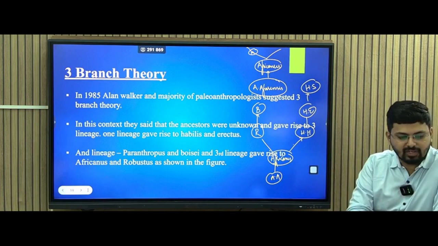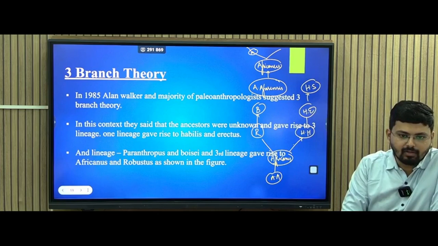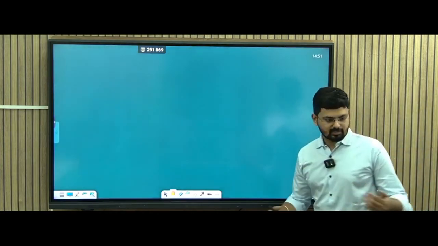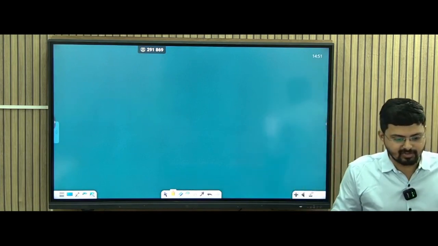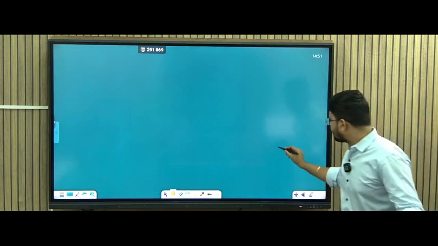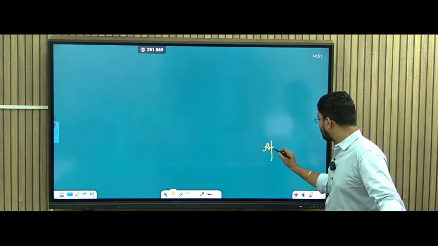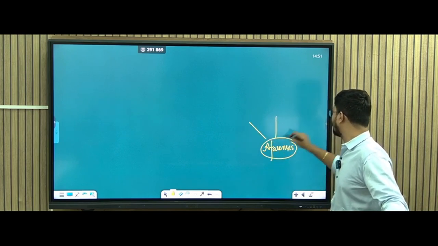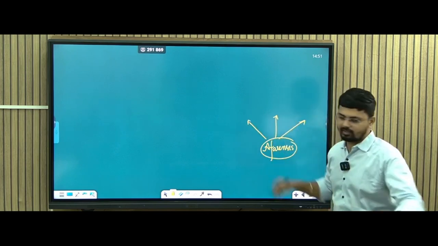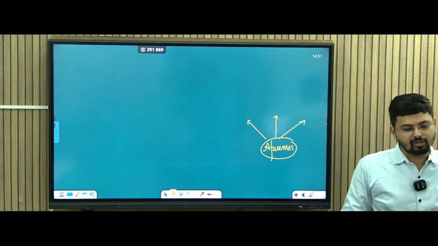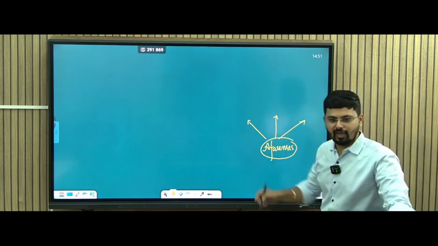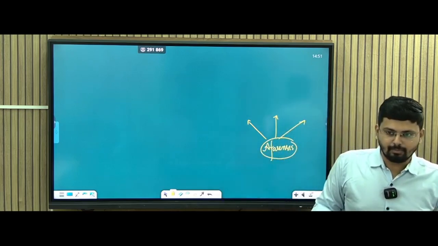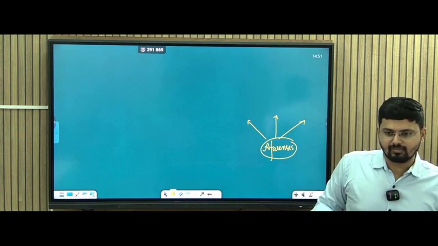Right. Then you come to the three branch theory that is given by Alan Walker. If you notice, first you have afarensis. Afarensis is divided into three here. Three branches will come out. So one extra thing that you need to observe here is Paranthropus. Okay, so we have seen that robustus has three types of fossils: Australopithecus, boisei, robustus, right?